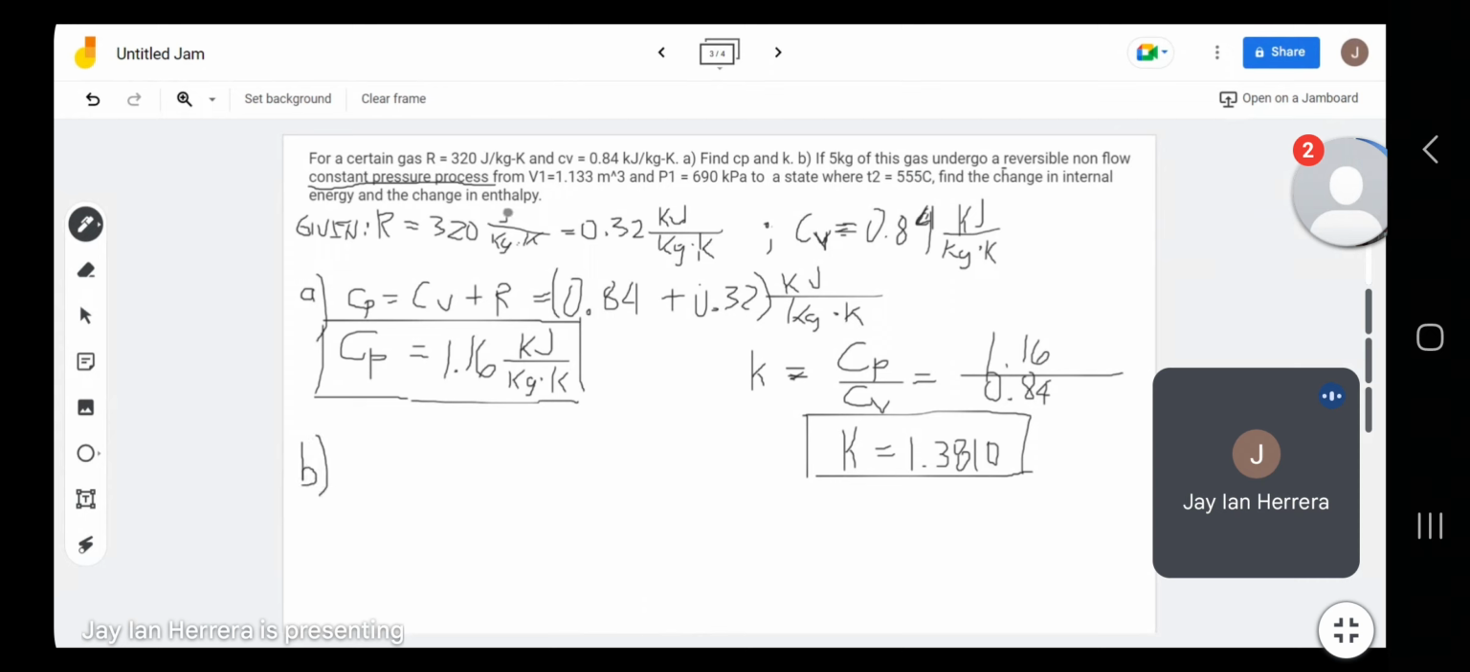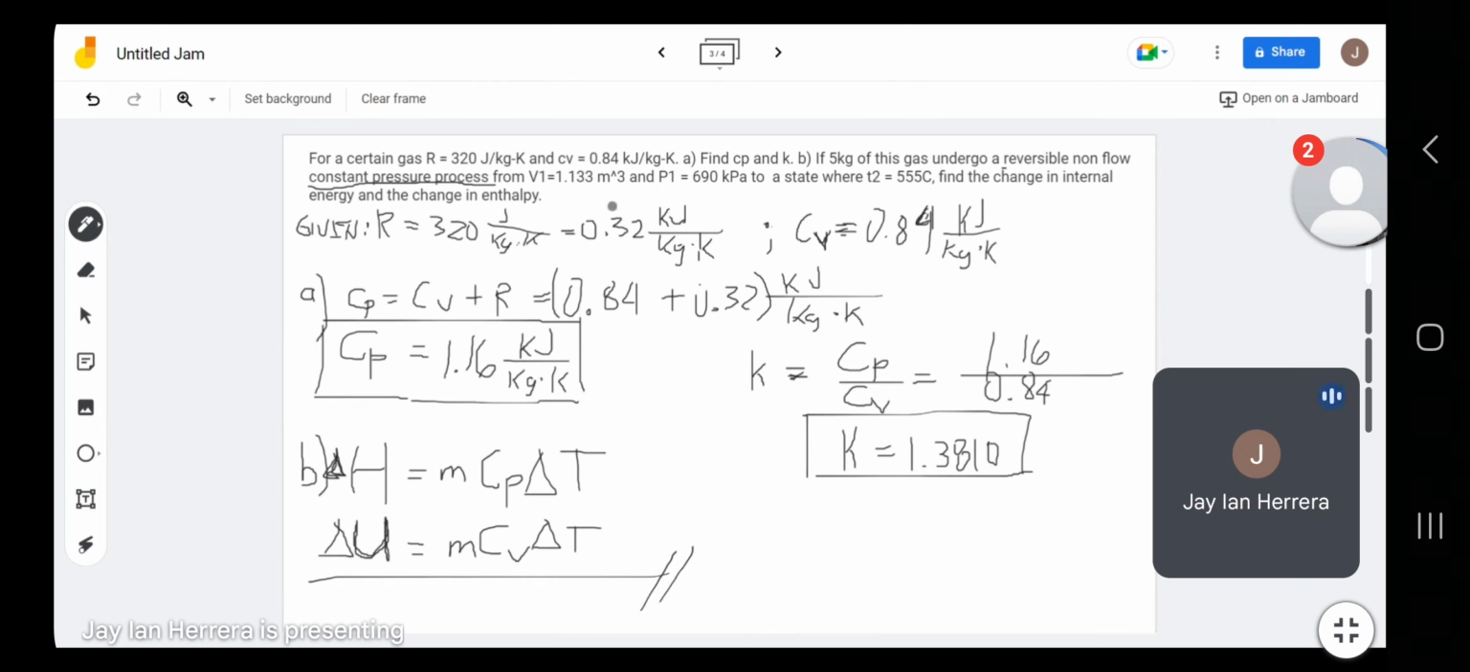Under CP or constant pressure na specific heat, ang makukuha nating value doon is the enthalpy. And pag CV naman, so mass times CV times delta T, that is to get the change in internal energy. So very important din.